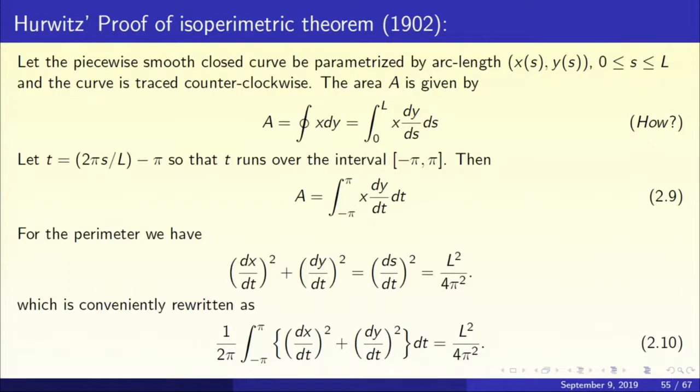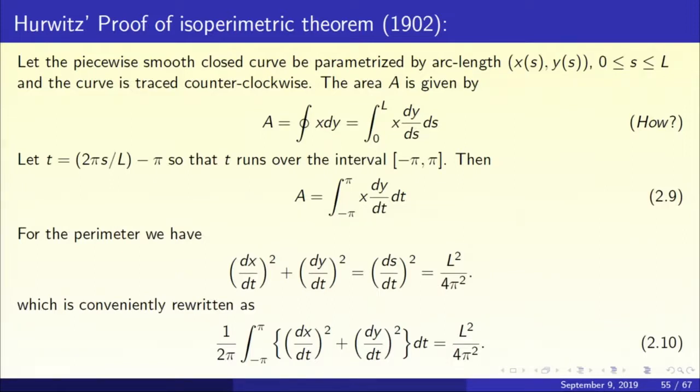What is the area of the closed curve? The area of the closed curve is given by an integral. It's a line integral of x dy. But the line integral is basically the integral from 0 to L of x (dy/ds) ds. x is a function of s and y is a function of s, and s runs from 0 to L.